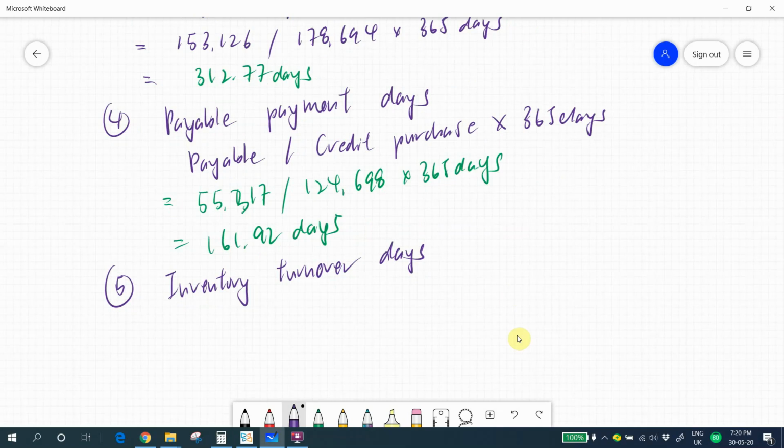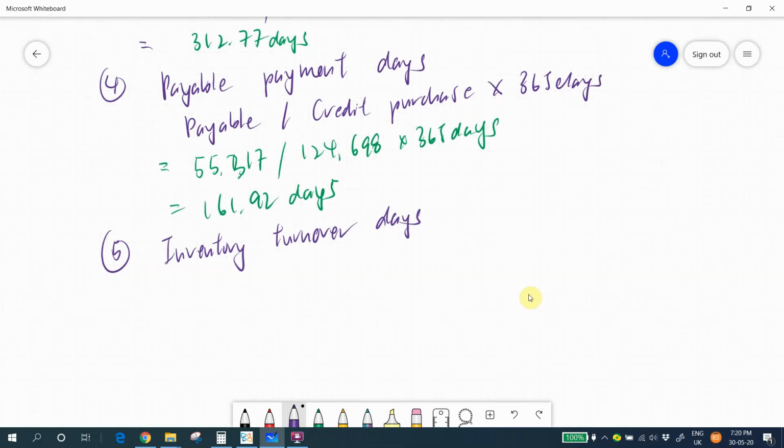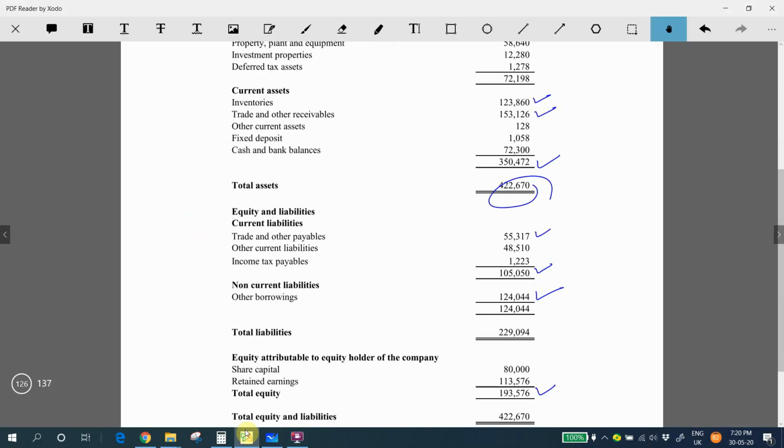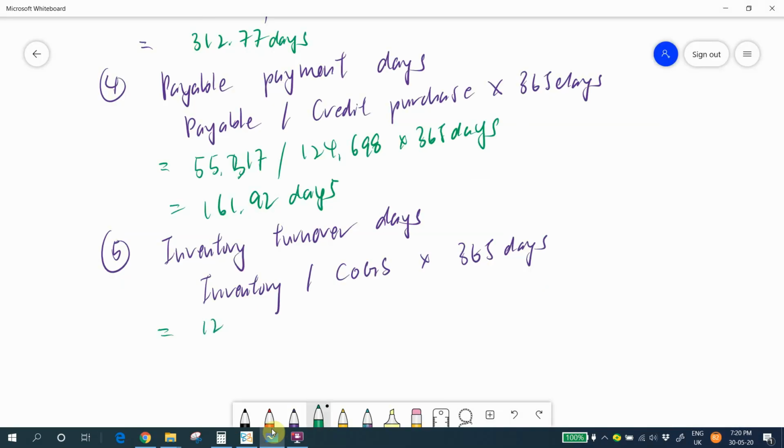So for inventory turnover days, how we calculate? We base on inventory divided by COGS times 365 days. So inventory of the company 123860. Cost of goods sold, we can just extract from here, 124698 times 365 days.